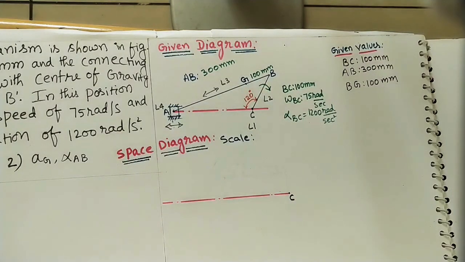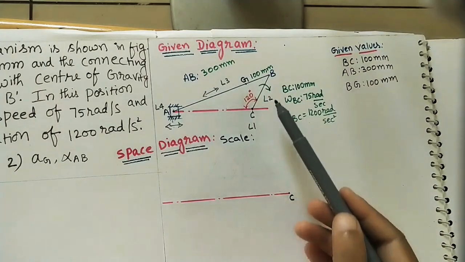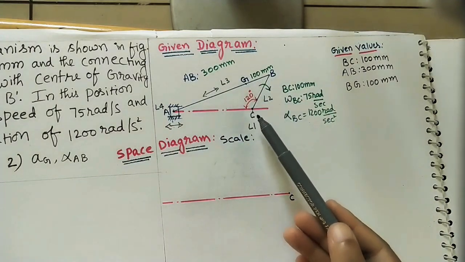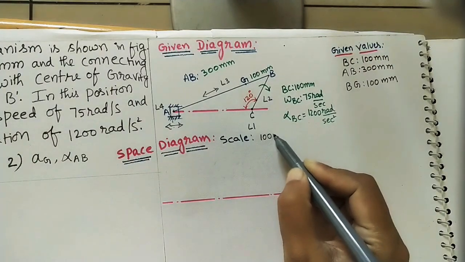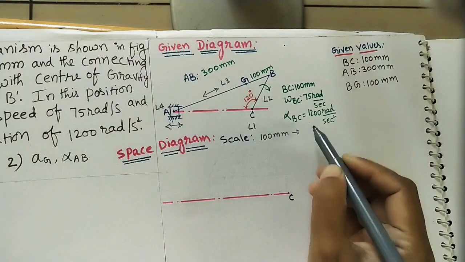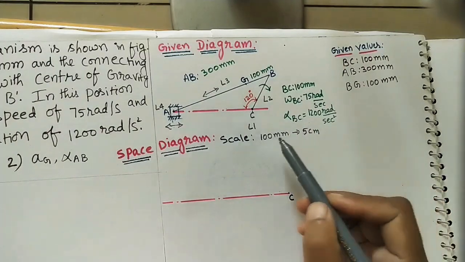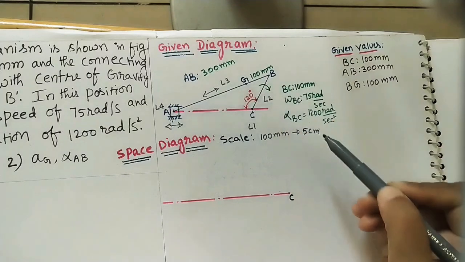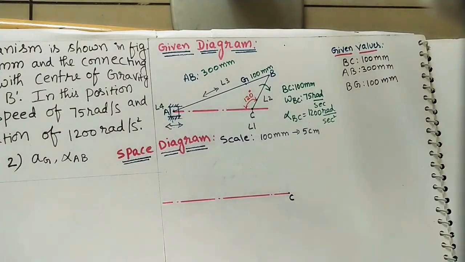Now take the scale, because these dimensions are lengthy, 30 centimeter like that. So instead of 100 mm or 10 centimeter, I will consider 100 mm equal to, I am taking 5 centimeter. Now here draw this 100 mm, that is a 5 centimeter line, inclined at 120 degrees with the horizontal.